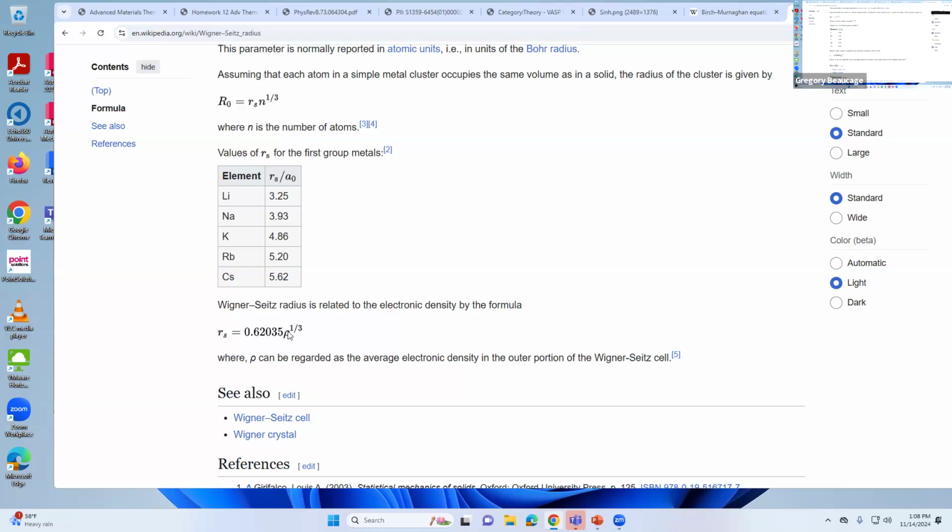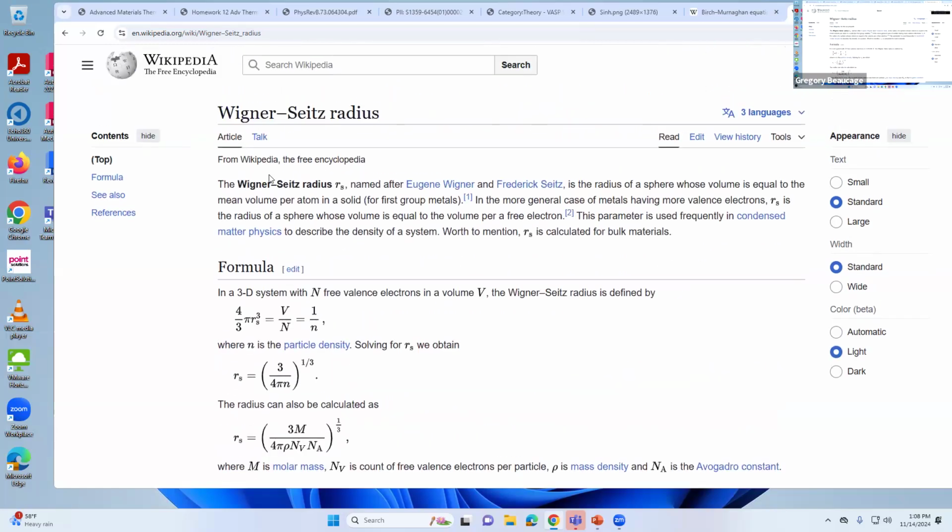I think they'll give you the number of electrons. They'll give you electrons per gram, and then you have the mass density, which is grams per centimeter cubed. If you multiply that by this thing, that'll give you the electron density, whatever this thing is. This is the number of electrons per gram. If you do that, then you get this number, and that number goes into this equation, and you get the RS, the Wigner-Seitz radius, whatever it is.